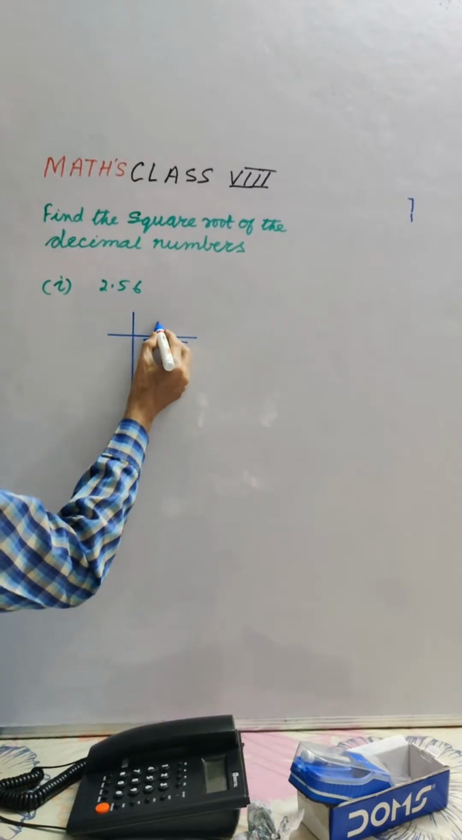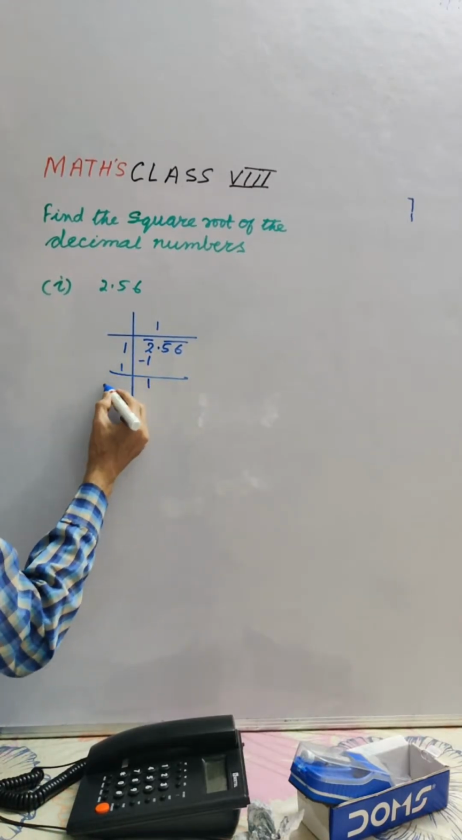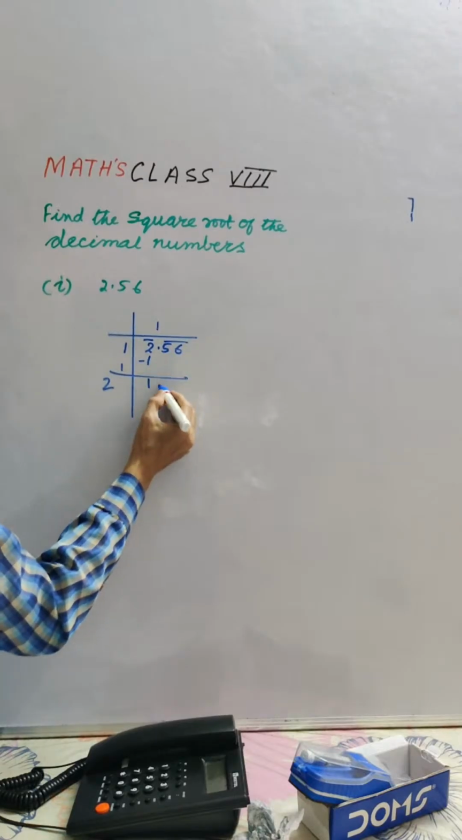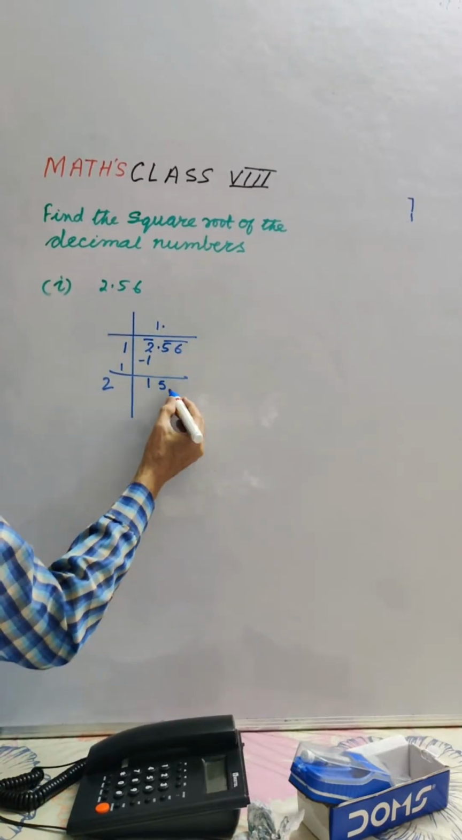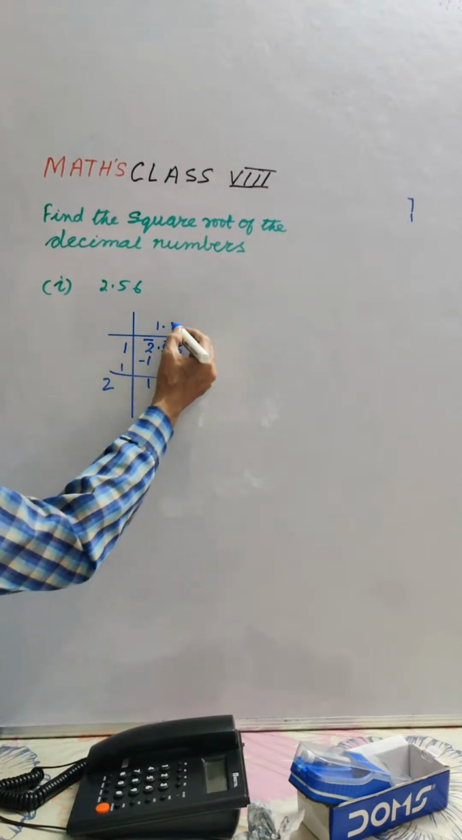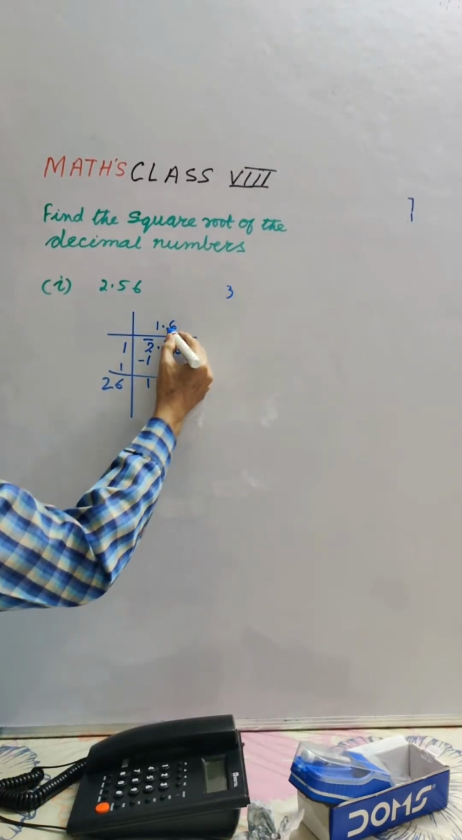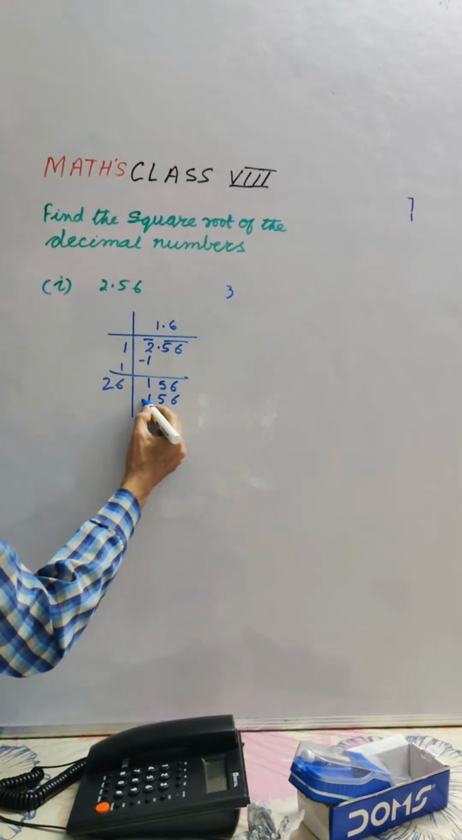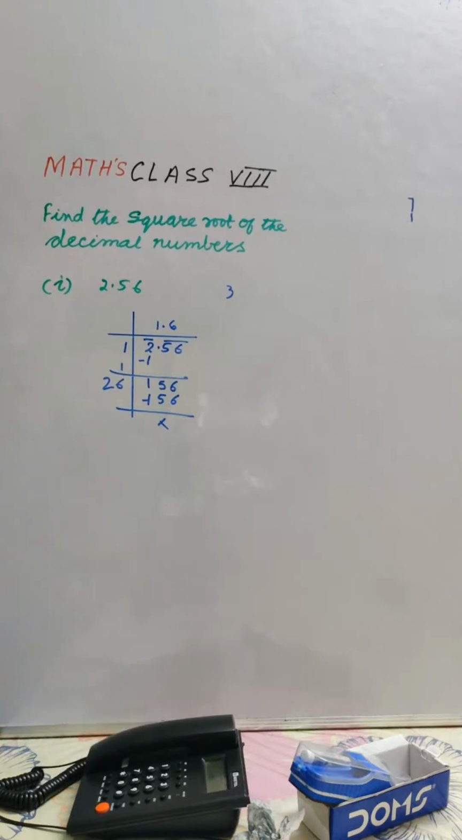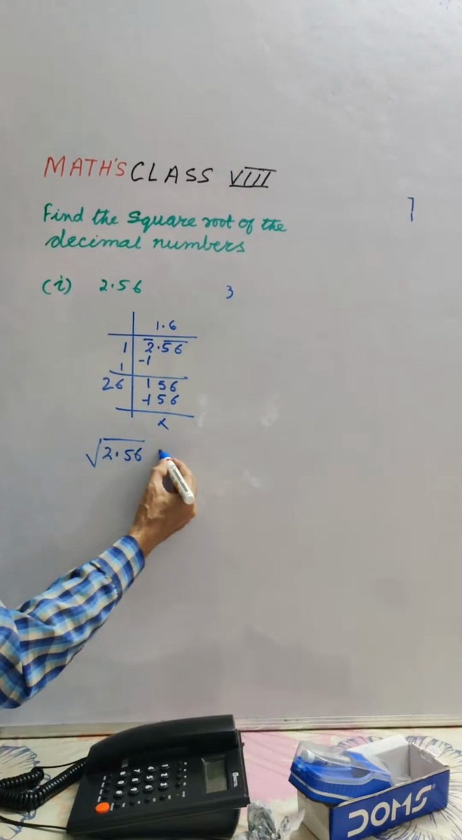So there is one digit. 1 ones are 1. 1 minus 1 is equal to 0. 1 plus 1 is equal to 2. And we shall carry down 5, 6. Before carrying, we shall place the decimal here. 5, 6. So if we write 4 or 6, 6 twos are 12, 6 will work. 6 sixes are 36, 3 carry. 6 twos are 12 plus 3, 15. So this way we find the square root of 2.56, which is 1.6.